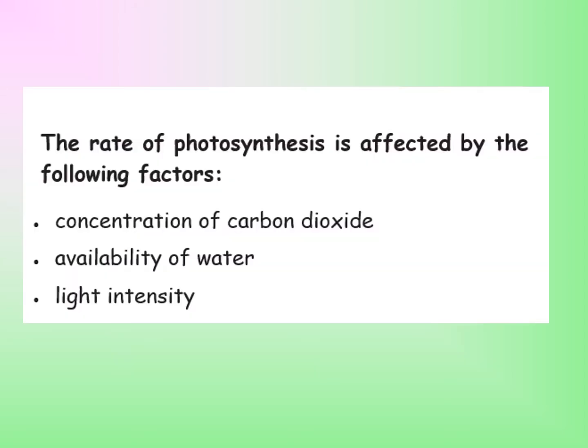So the rate of photosynthesis is affected by the following factors: the concentration of carbon dioxide, the availability of water, and the light intensity. It's also affected by temperature, which is not here. I want you to bear that in mind. Now, obviously, I need carbon dioxide to make my glucose. So if there's less carbon dioxide, we're going to have less glucose sugar. Similarly, I need water. And obviously, the light energy is used to join the compounds together.